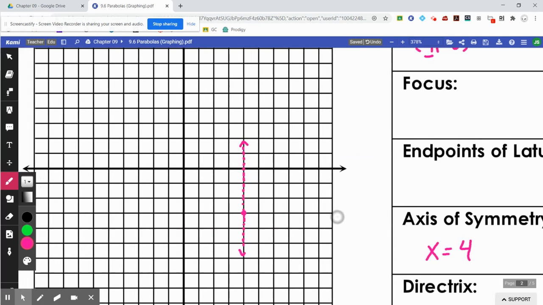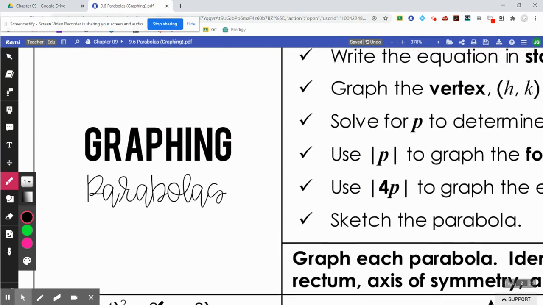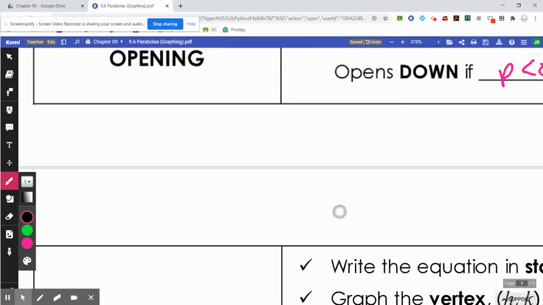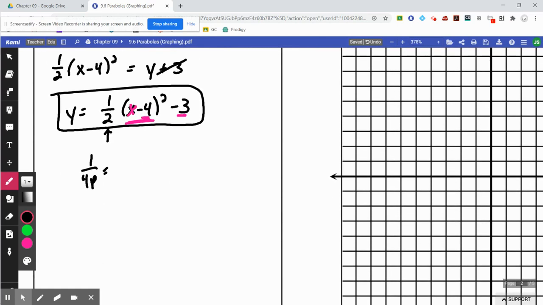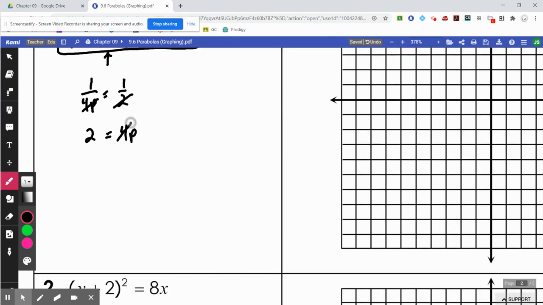Now let's find the p-value so we can find our focus and directrix. The way you find the p-value, this number out front is equal to 1 over 4p from our formula. And you can see that up here. Let me scroll back up. There's your 1 over 4p out front. So we're going to set 1 over 4p in this parabola equal to 1/2. Get rid of the fractions by multiplying. Divided by 2, go to the other side and multiply by 2. Divided by 4p, go to the other side and multiply by 4p. So you have 4p is 2. Divide by 4, so therefore you get p has a value of 1/2.